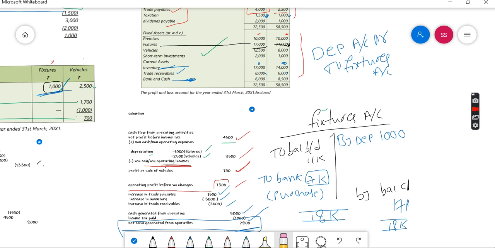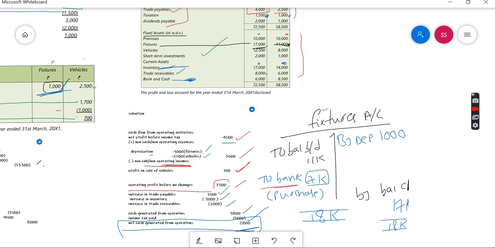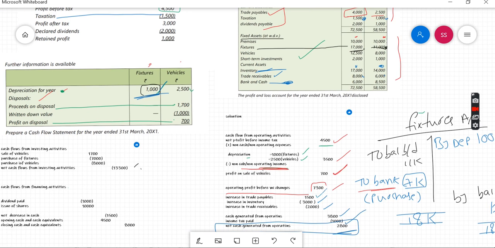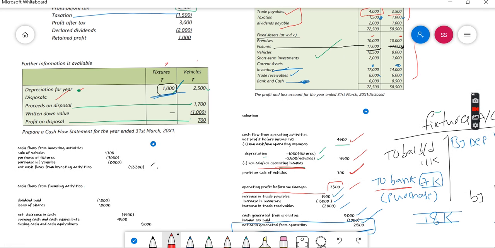When you purchase fixtures, what do you write? Fixtures account debit to bank account. So in fixtures account, to bank 7,000. So purchase of fixtures means purchase of assets, which is an investing activity, an investing cash outflow. That's why purchase of fixtures 7,000 we will put as a negative figure, in brackets.